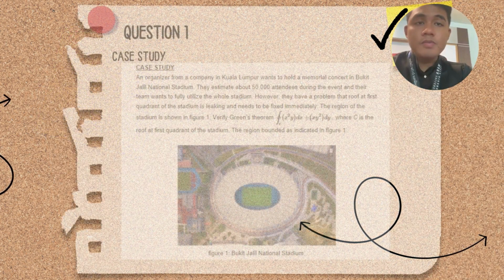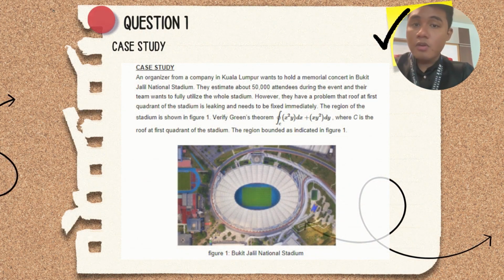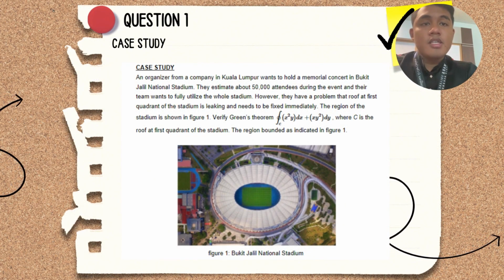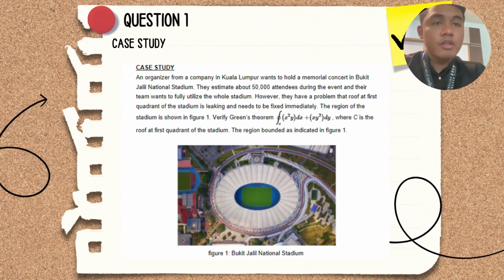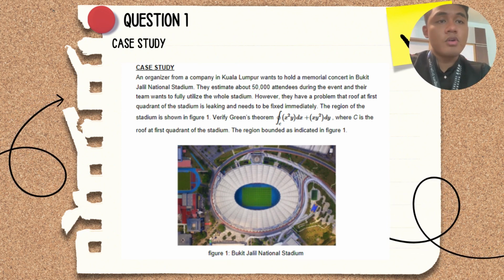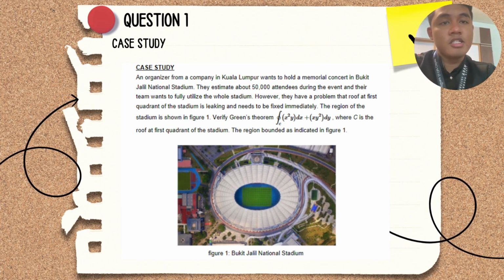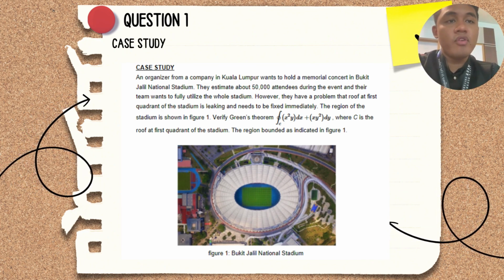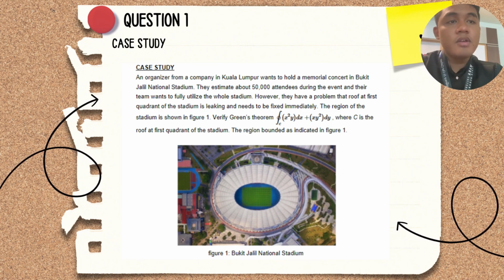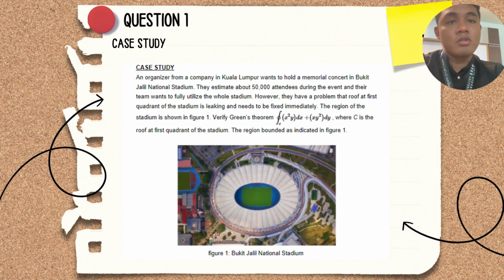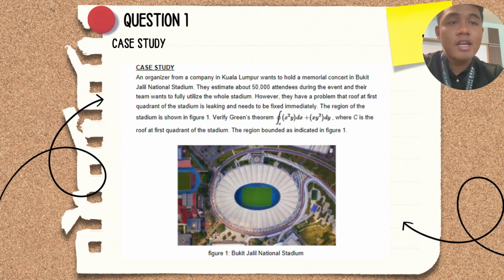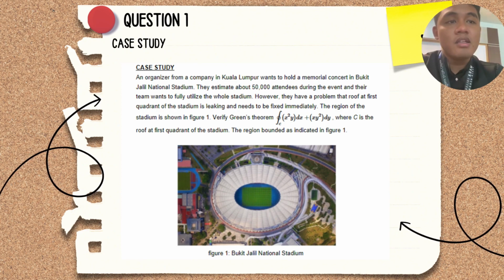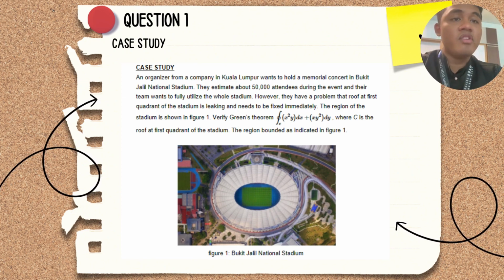Alright, I'm going to explain the mathematical solution for question 1. As you can see, the case study for question 1: an organizer from a company in Kuala Lumpur wants to hold a memorial concert in Kejalil National Stadium. They estimate about 50,000 attendees during the event and their team wants to fully utilize the whole stadium. However, they have a problem that the roof at the first quadrant of the stadium is leaking and needs to be fixed immediately. The region of the stadium is shown in figure 1.